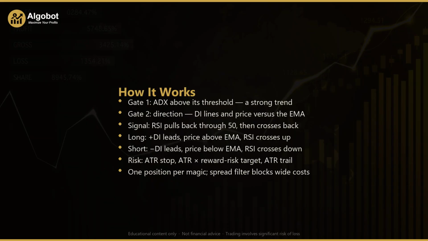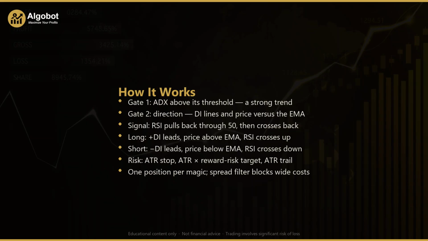Let's walk through the exact logic, step by step, starting with the filters that must line up before the strategy will even consider a trade. The first gate is the strong trend check. The strategy reads the ADX value and compares it to a threshold, which defaults to 22. If ADX is above that level, the market is considered to be trending with enough conviction to act. If ADX is below it, the strategy simply stands aside and waits.